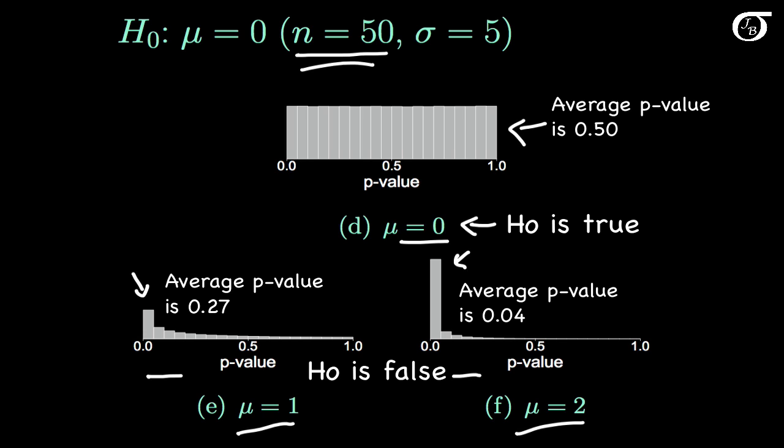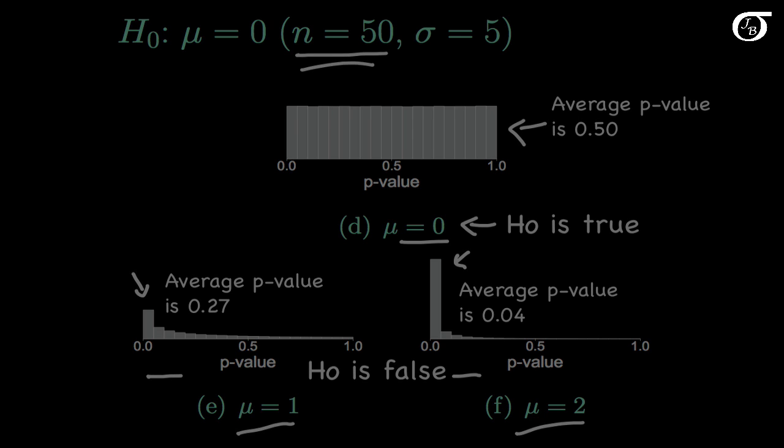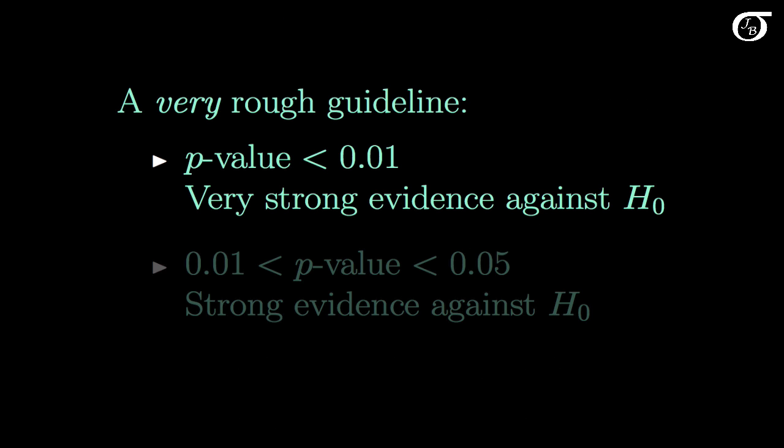The overall lesson I'm trying to get at here is that we're more likely to get p-values close to 0 when the null hypothesis is wrong than when the null hypothesis is right. And so the smaller the p-value, the greater the evidence against the null hypothesis. I'm going to give a very rough guideline here. It has to be a very rough guideline because what we feel is strong evidence against the null hypothesis depends on the situation at hand as well as the p-value.